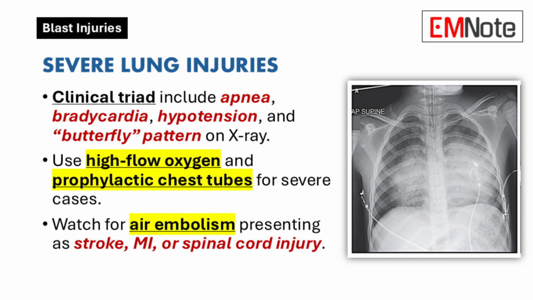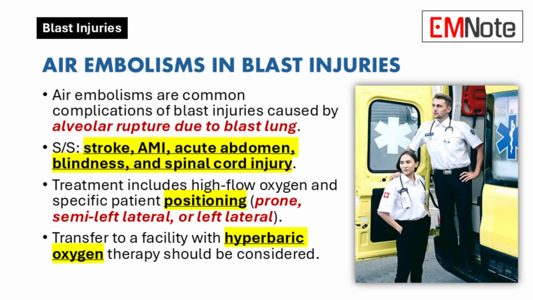You mentioned air embolism earlier. Can you remind us what that is and why it's a concern in blast injuries? An air embolism happens when air bubbles enter the bloodstream. It can occur due to the pressure changes caused by the blast wave, especially if there's damage to the lungs or other air-filled structures. These air bubbles can travel throughout the body and obstruct blood vessels.